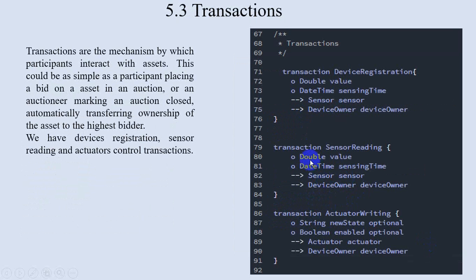And they're given transactions for controlling the environment: a transaction for device registration, a transaction for sensor reading, and a transaction for actuator writing. And each transaction has its own specific values, and all of this is described in this part.